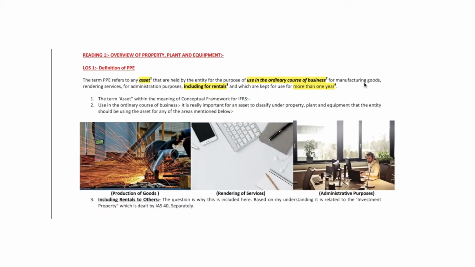Now let's discuss the definition of property, plant and equipment under IAS 16. I jotted down this definition of property, plant and equipment from IAS 16, and I have highlighted a few of the areas like assets, ordinary course of business, including rentals, and more than 1 year. I want you to understand there are a few concepts that I want to discuss over these four items.